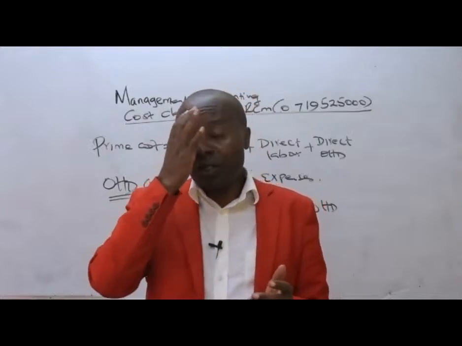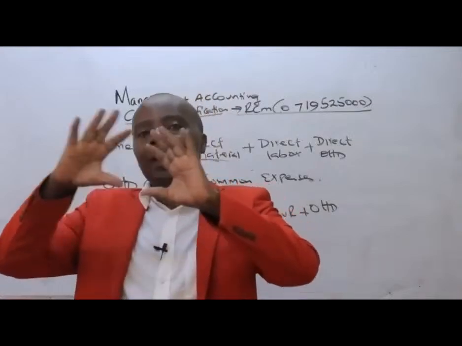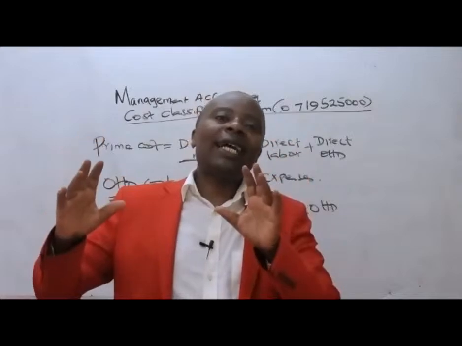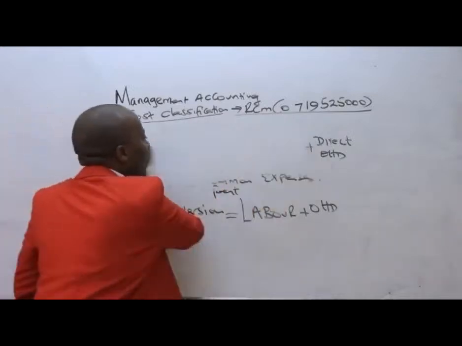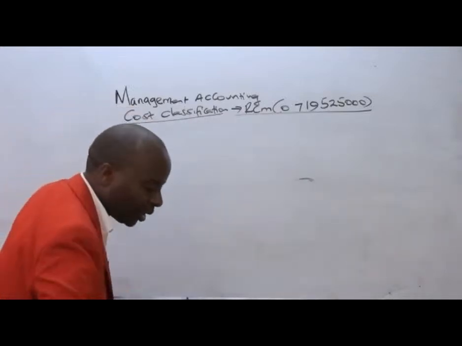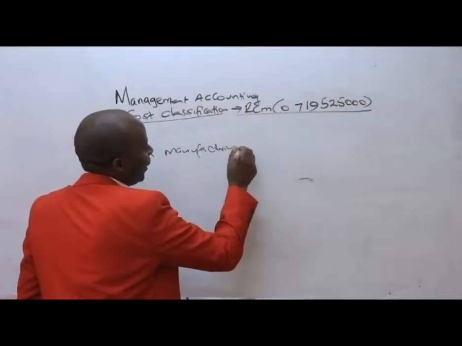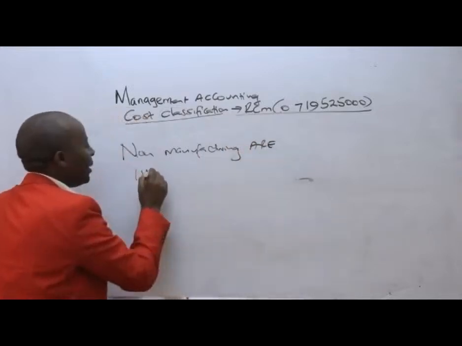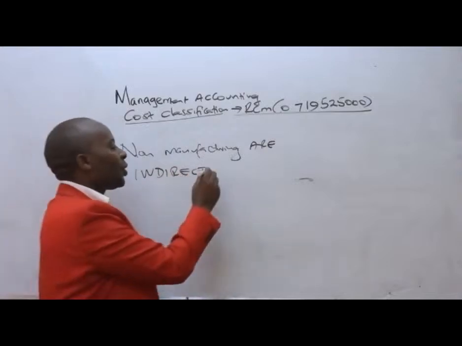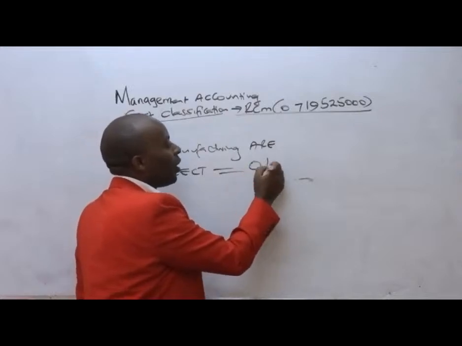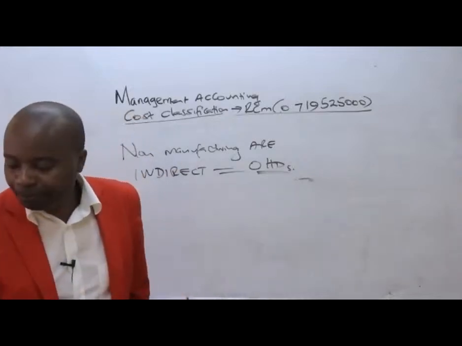Outside the manufacturing cost, we have what we call non-manufacturing costs, which are basically indirect. Non-manufacturing costs are indirect costs. Why indirect? They are not directly attributable to production. And in most cases, these are the costs we call overheads. They're the common expenses.